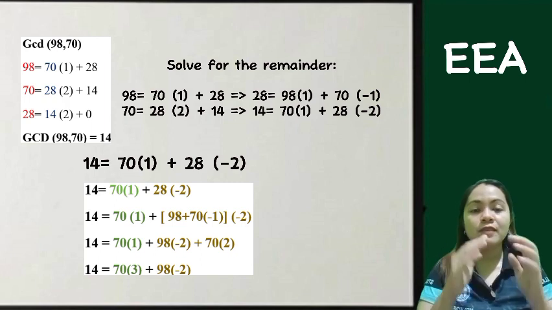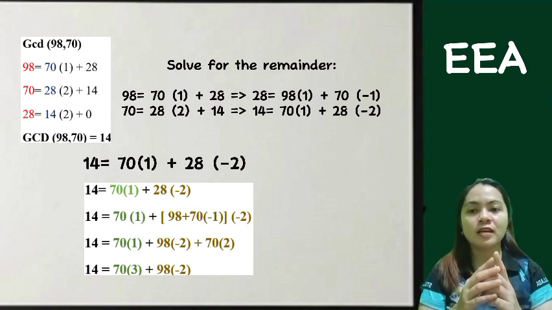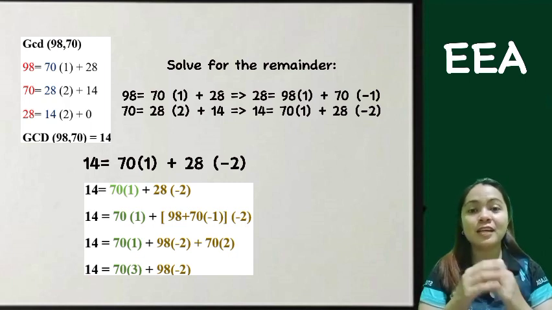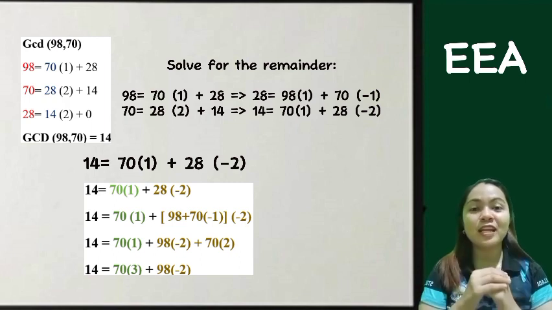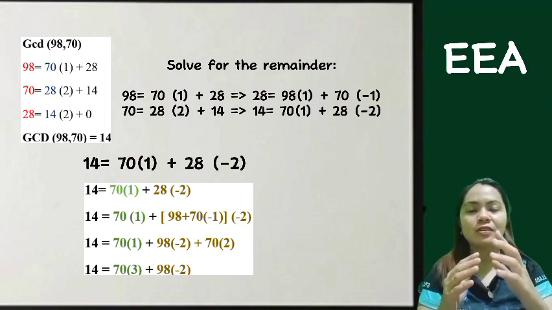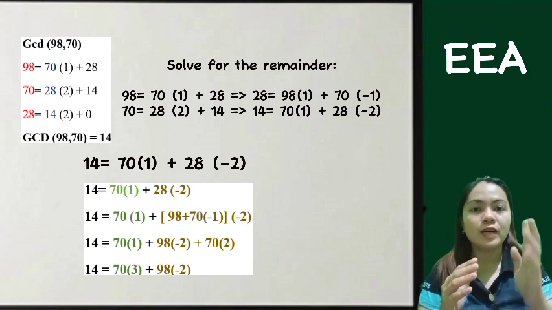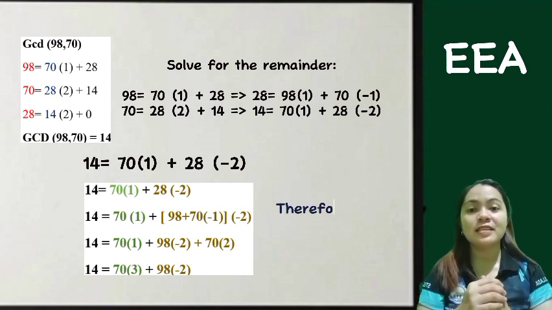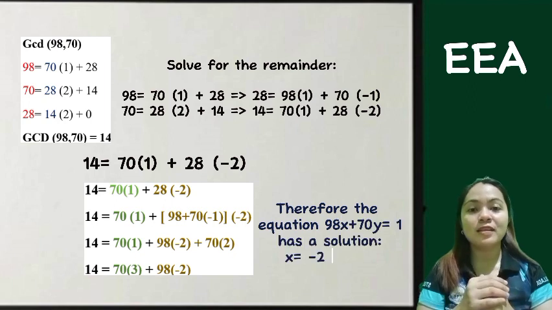Then we combine like terms. The 70 counts as 1, so we combine it with 70 times 2, and it becomes 70 times 3 plus 98 times negative 2. And after that, it's done. We have now got the values of X and Y. As I said in my explanation of the extended Euclidean algorithm, one of them is negative. So the value of X is negative 2 and the value of Y is 3.